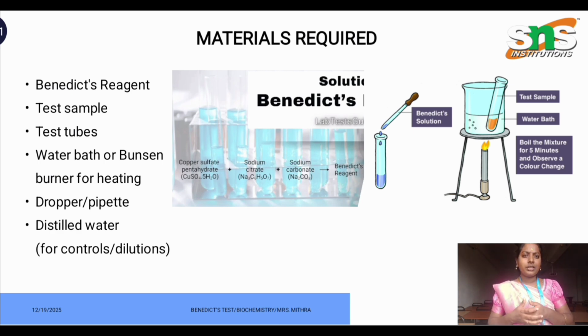Benedict's reagent comprises three chemicals, that is copper sulfate, sodium citrate and sodium carbonate. Benedict's reagent appears blue in color, and this blue color is due to these three chemicals. Together these form the Benedict's reagent solution, and it is readily available in the market, or by using these three reagents we can prepare the Benedict's solution.